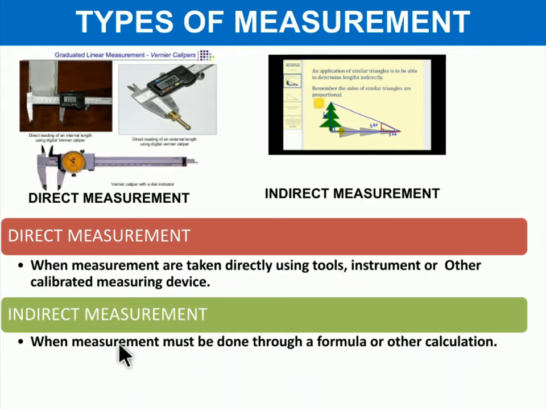Indirect measurement. When measurements must be done through a formula or other calculations. For example, measurement of radius of earth. Also from figure we can see that an application of similar triangle is used to determine the lengths indirectly.